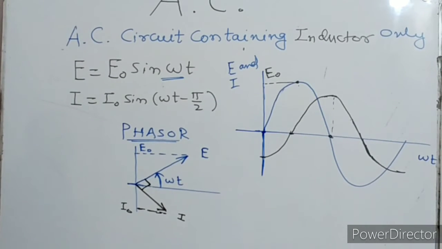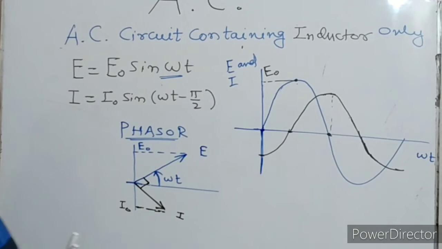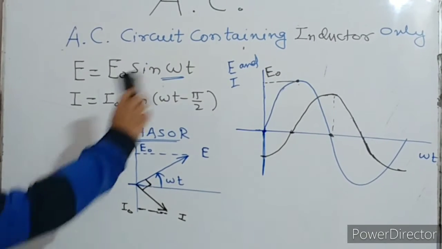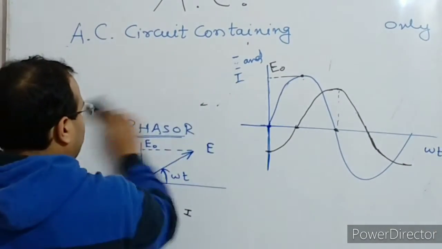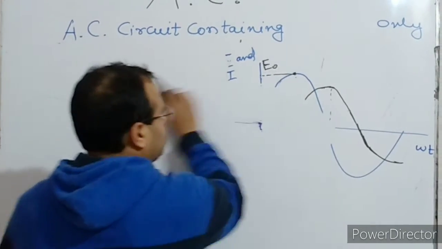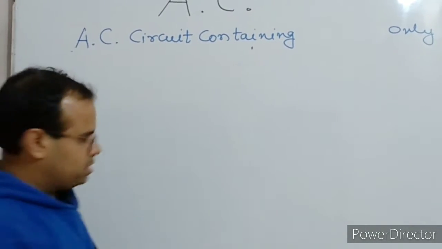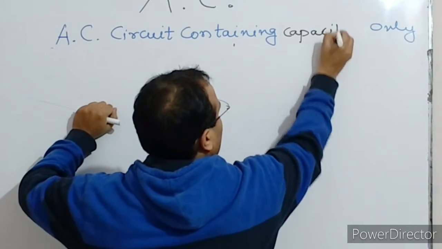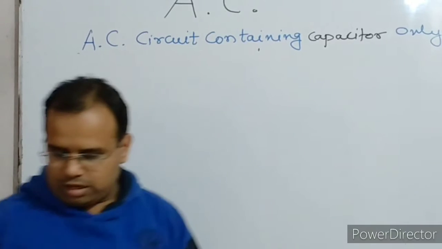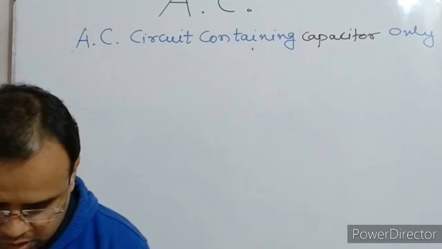So this is how you can represent the variation of EMF and current when only an inductor is there in the circuit. Let us discuss the next case. In the next case, we have a capacitor. There is only a capacitor connected in an AC circuit, and when we have only a capacitor connected in an AC circuit, how is this capacitor going to vary the EMF and the current? That's what we are going to discuss. So let us try to understand that.